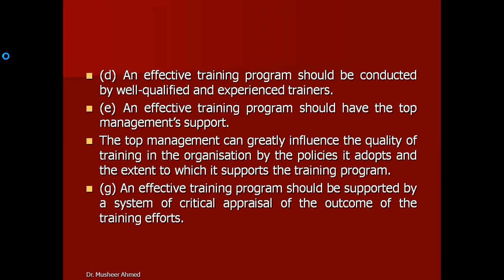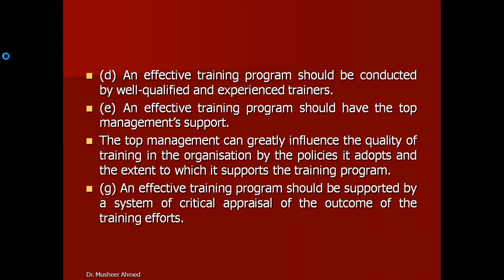Effective training programs should have top management support. Without the support of the top management, nothing can be done in the organization, because funds are always approved by the top management, and if top management is not in favor of the training program, then you cannot arrange a good training program for your people. So every training program should have the support of the top management in order to be effective, because top management can greatly influence the quality of training in the organization by the policies it adopts and the extent to which it supports the training programs.